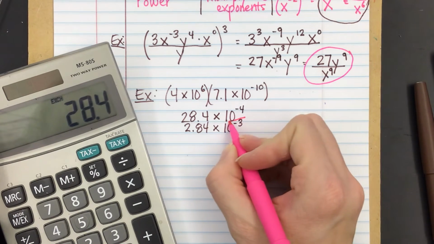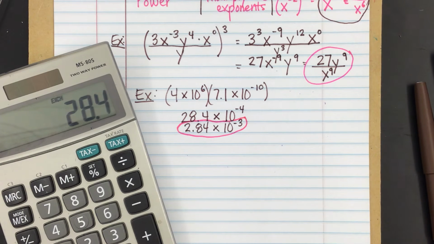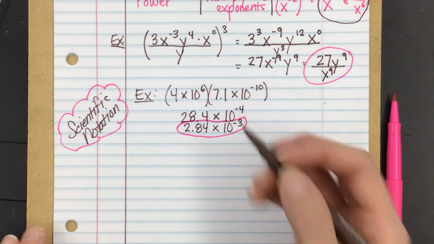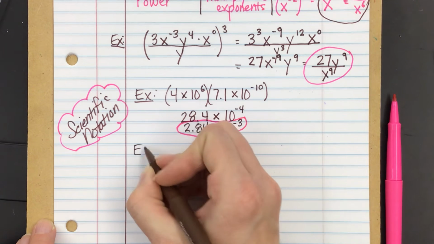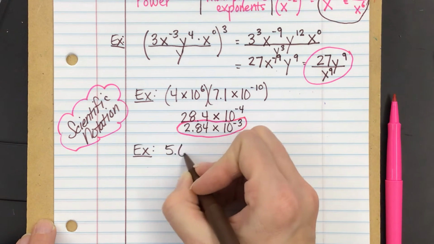Okay, so this is the answer that I'm looking for, and I want it to be in scientific notation, okay? If you're trying to do this in standard form, you're going to make mistakes because there's so many place values. So just keep it simple. Keep it simple. Okay, so that's an example of multiplying. Now let's take a look at an example where we're dividing.